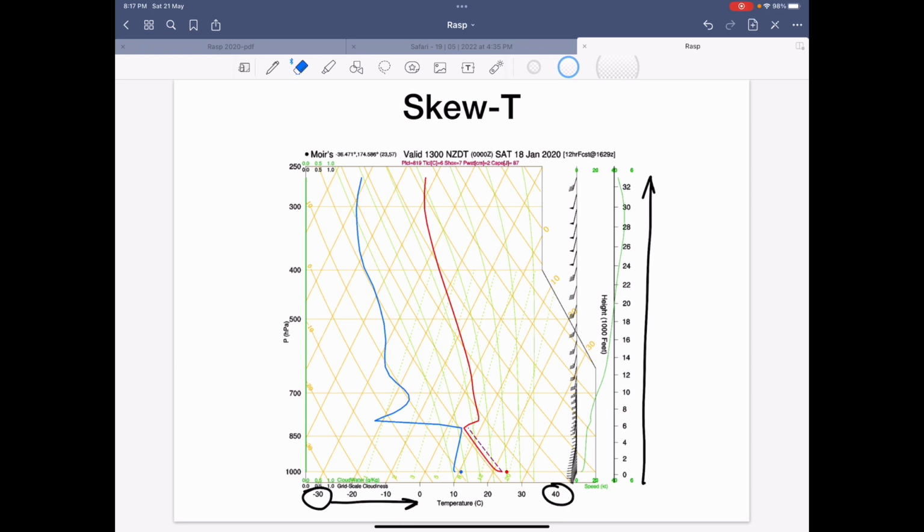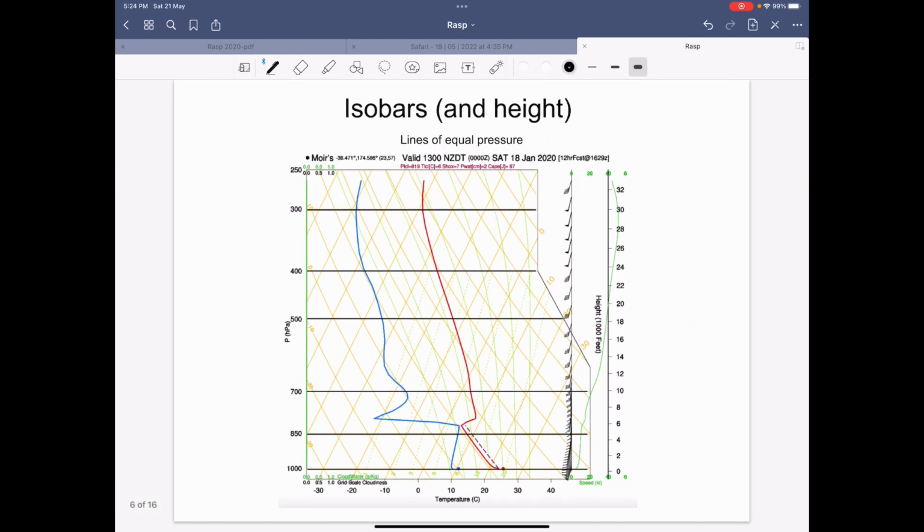All the other lines behind are just reference lines, and I'll just go through and highlight each of those and explain what they are. So these are isobars, or height, the horizontal lines. For example, if I want 8,000 feet, I just draw a horizontal line across. 14,000 feet across.